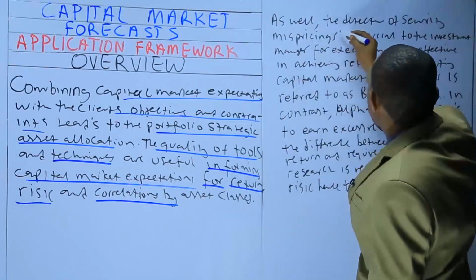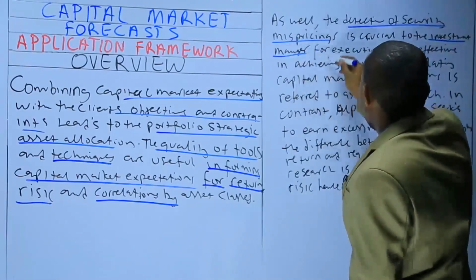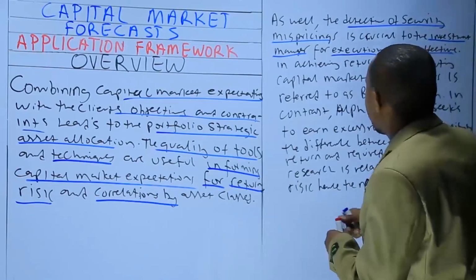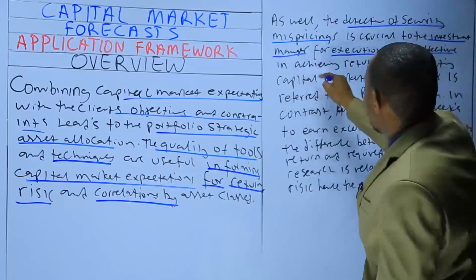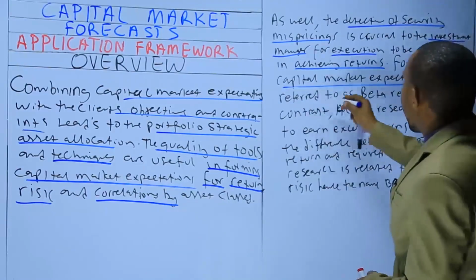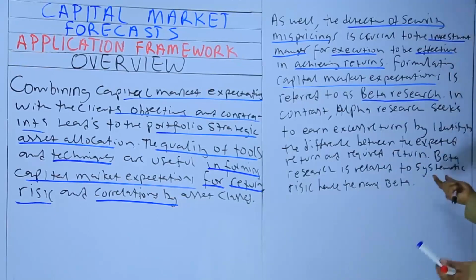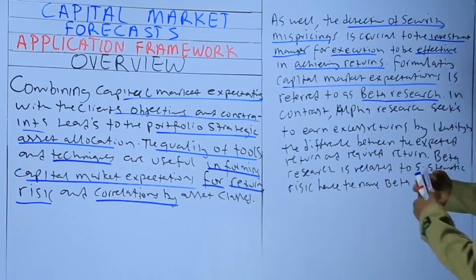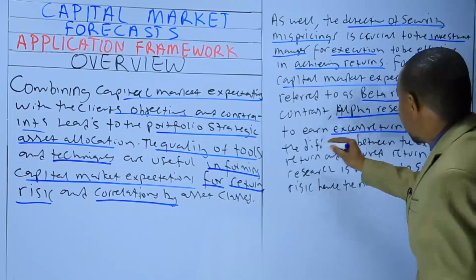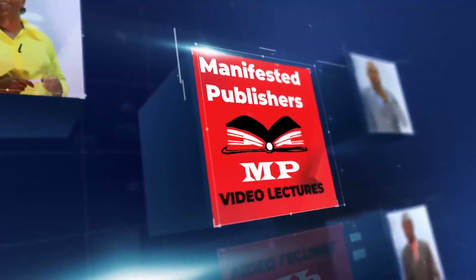We are saying as well that the detection of security mispricings is crucial to the investment manager for execution to be effective in achieving returns. Formulating capital market expectations, CMEs, is referred to as beta research, because beta research seeks to manage systematic risk exposures. In contrast, alpha research seeks to earn excess returns by identifying the difference between the expected return and the required return.